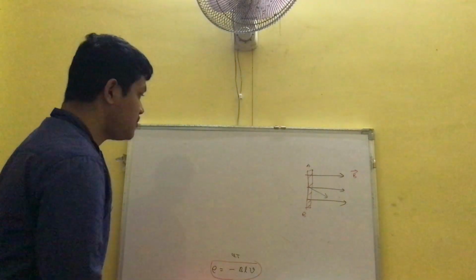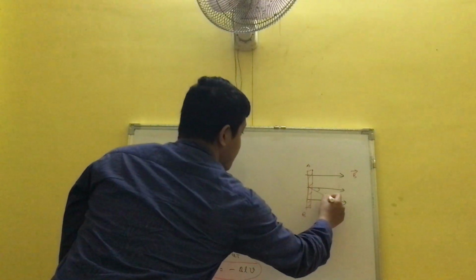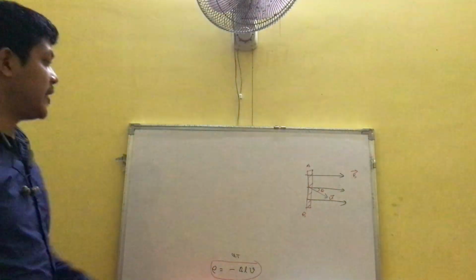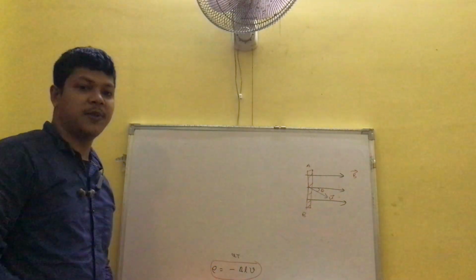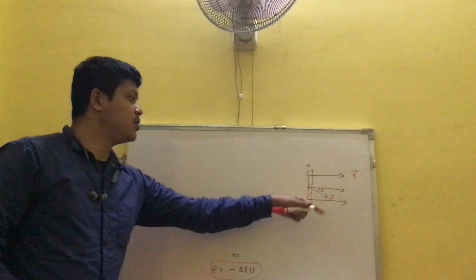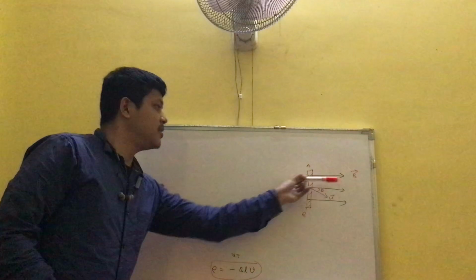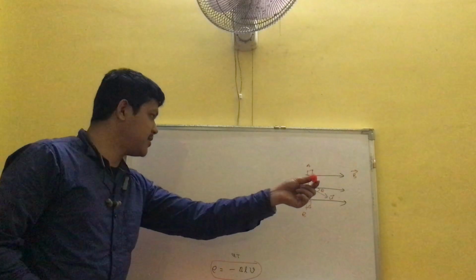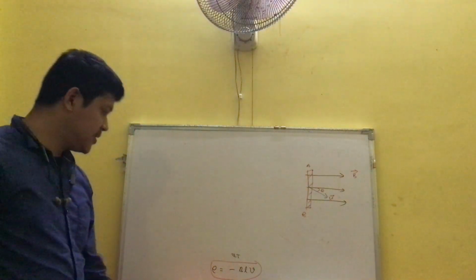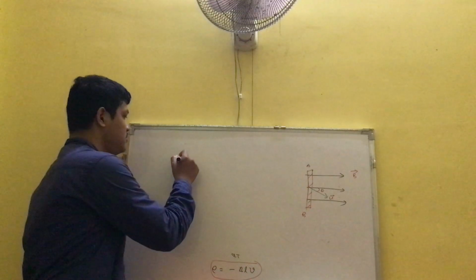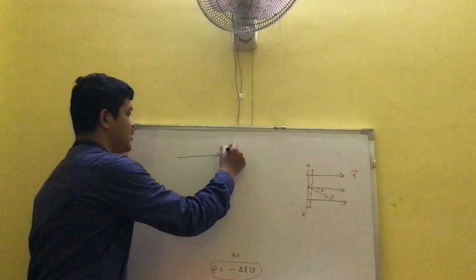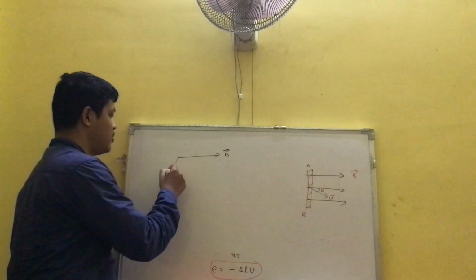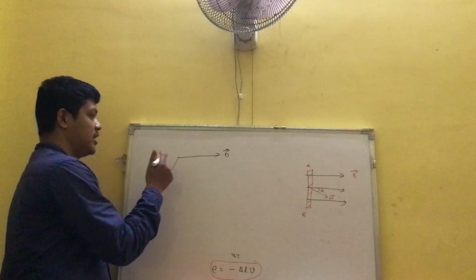So this velocity V makes an angle theta, right? Velocity is a vector quantity and it must have two components. One is in the direction of the magnetic field and one is perpendicular to the magnetic field. So here you see, this is the magnetic field and this is one component which is coming out of the board. Let me draw it this way.